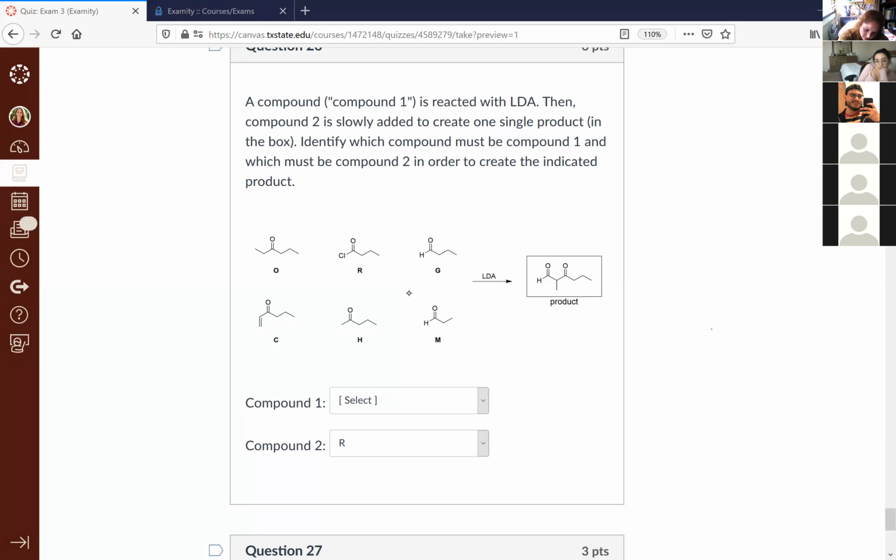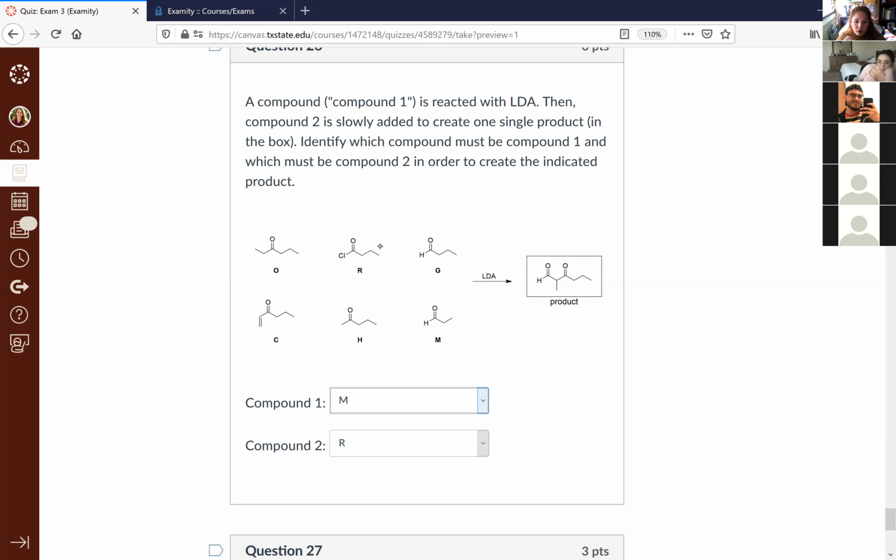So compound R has 1, 2, 3, 4 carbons. That means that compound 1 has to have 3 carbons and an aldehyde. So what is the correct answer for compound 1? M. And which one was the attacking one?